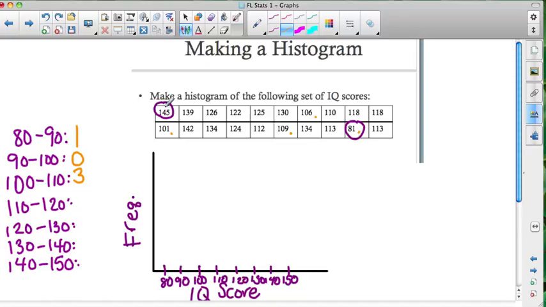So for 110 to 120, that's going to be 1, 2, 3, 4, 5, 6. 120 to 130, that would be 1, 2, 3, 4. 130 to 140 would be 1, 2, 3. The 130 is going to go in the upper bin. And 140 to 150 are these 2.